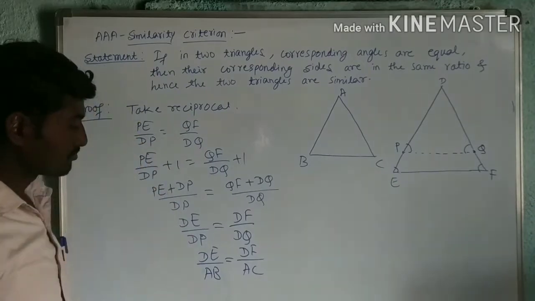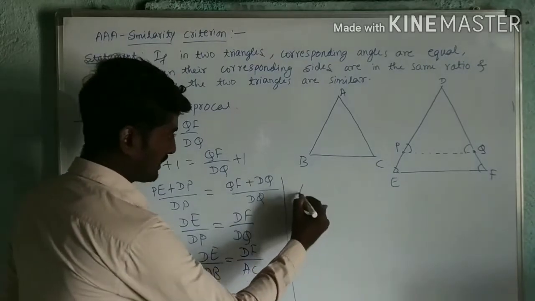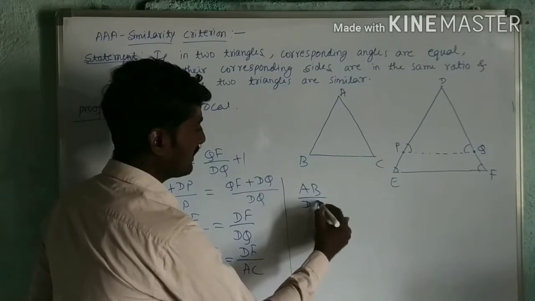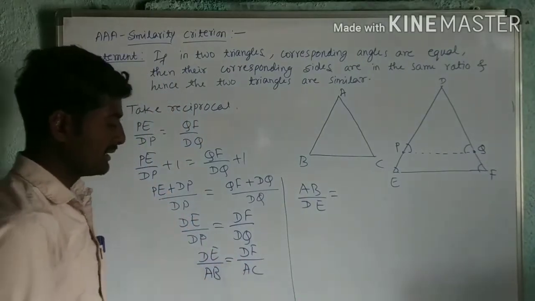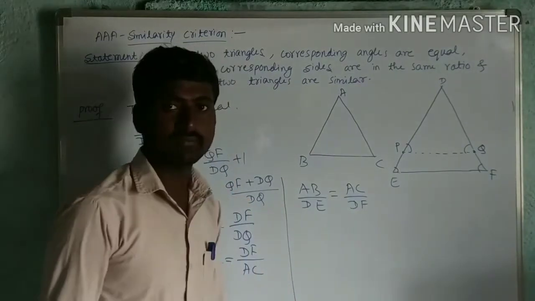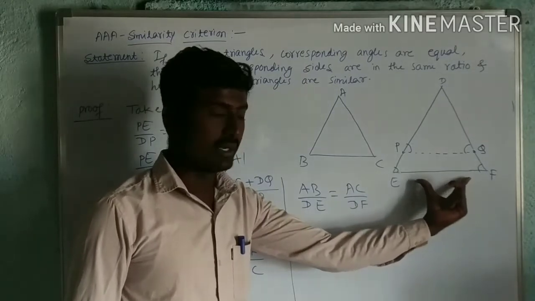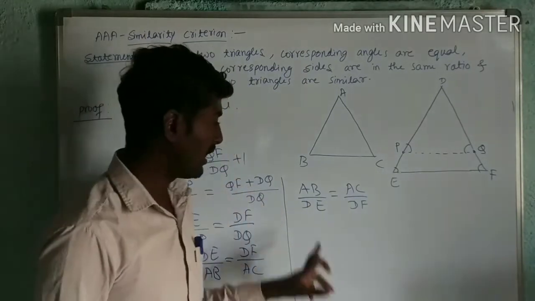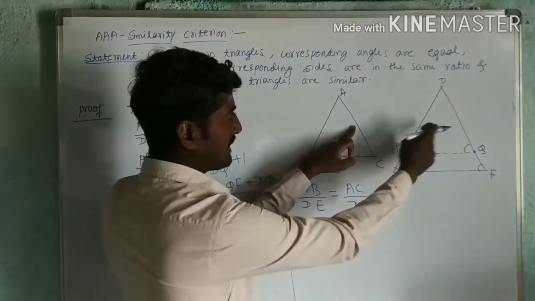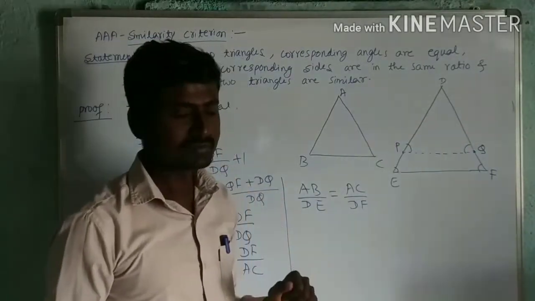Now here, again we can take the reciprocal. AB divided by DE is equal to AC divided by DF. While taking PQ parallel to EF, I got AB divided by DE equals AC divided by DF. So these two sides are proportional, I proved.